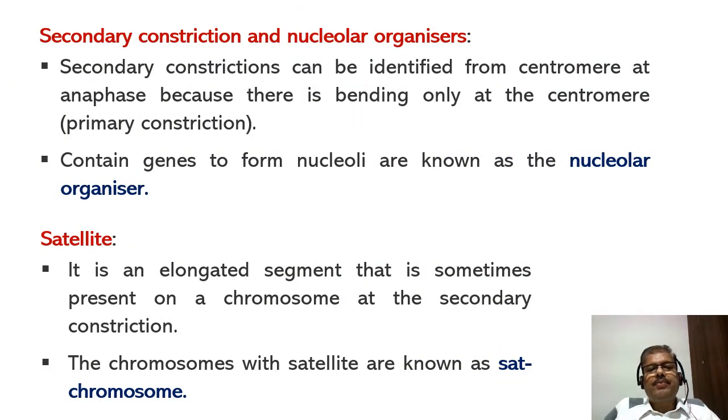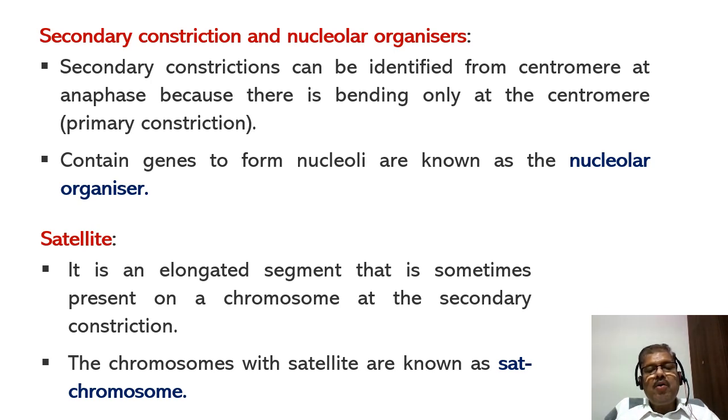secondary constriction, and nucleolar organizers. Other than the centromere, chromosomes possess secondary constrictions. They can be distinguished from the centromere only at anaphase because there is a bending only at the centromere, that is the primary constriction. The secondary constrictions contain genes to form nucleoli, hence they are also known as nucleolar organizers. Then another part is the satellite.